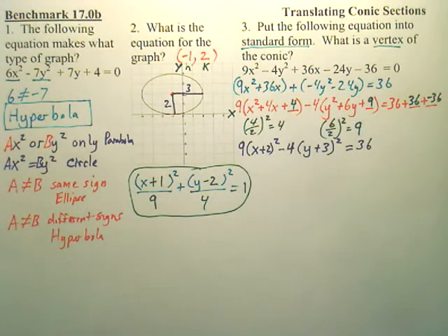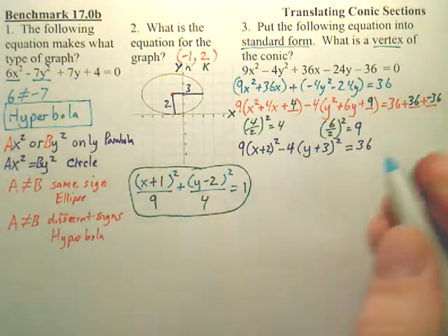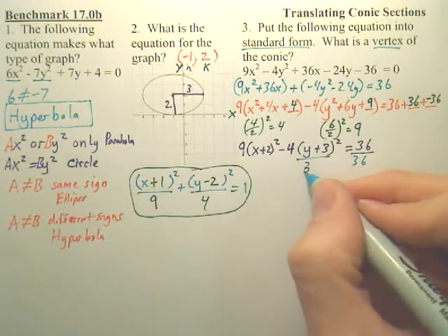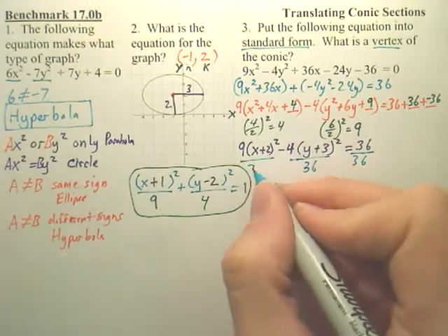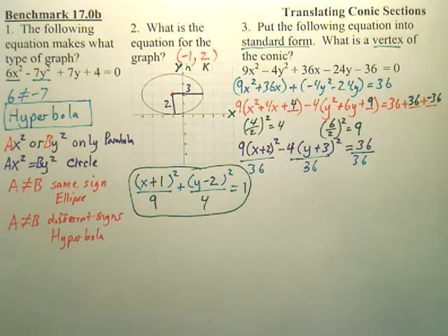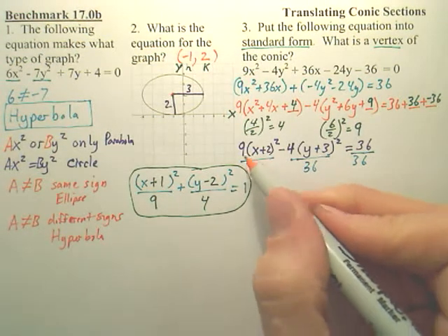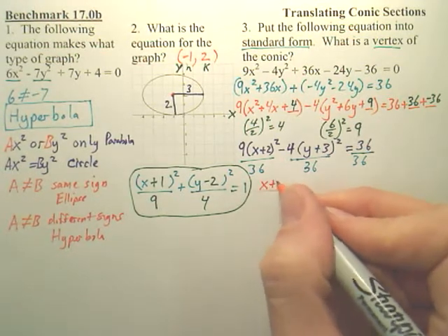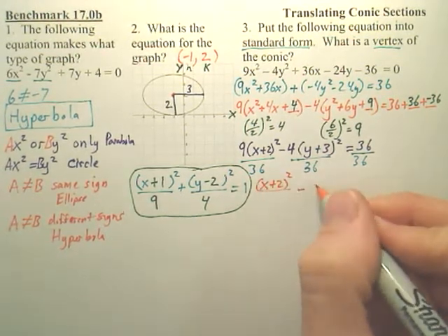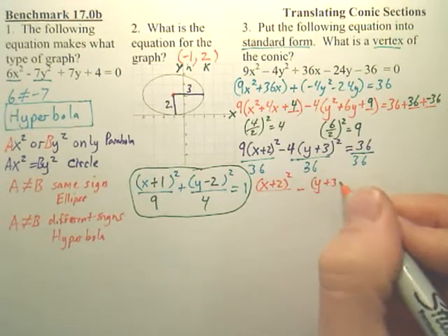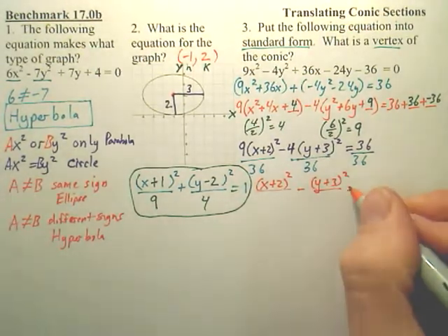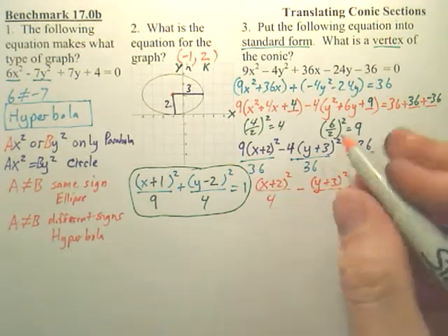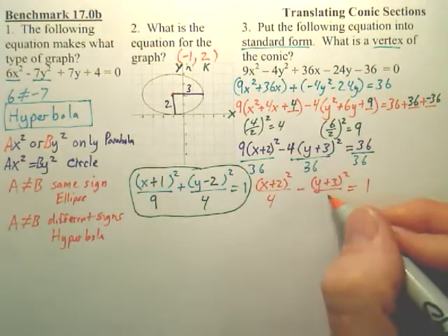Okay, next. I need to keep changing this to standard form. So the next step to change it to standard form would be divide by 36. And when we do that, 9 goes into 36 how many times? Well, actually, let's first put this on top. Equals 1. And then 9 goes into 36, looks like 4 times. 4 goes into 36 9 times.